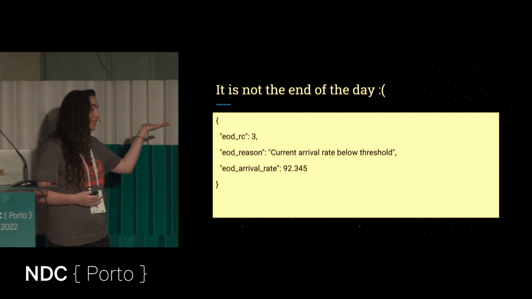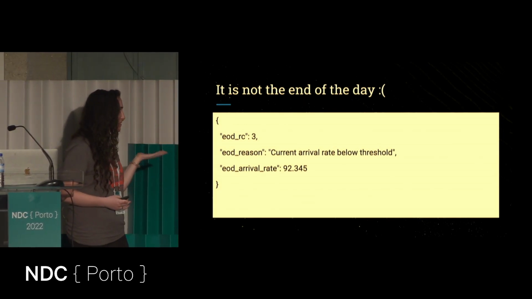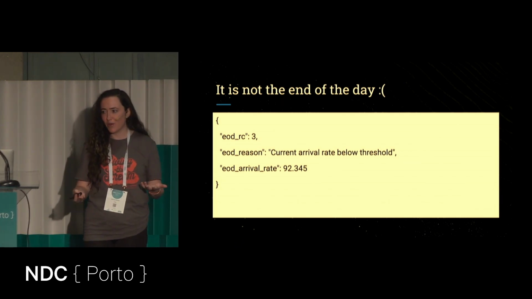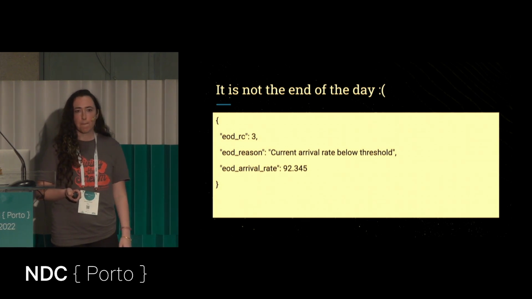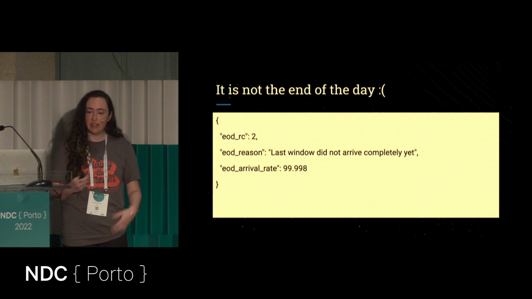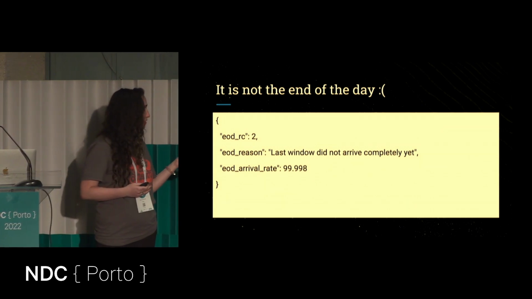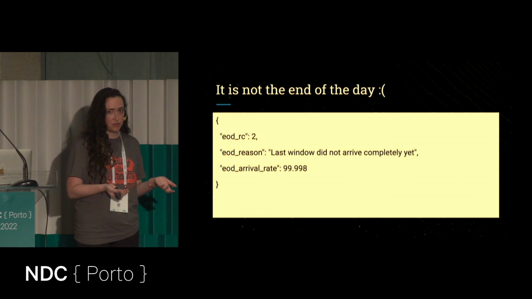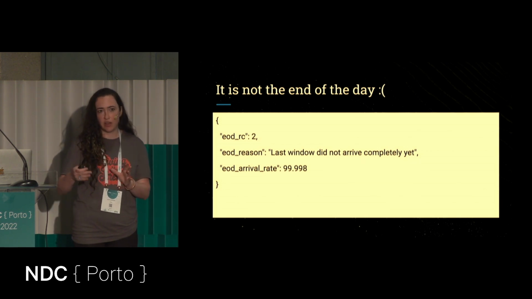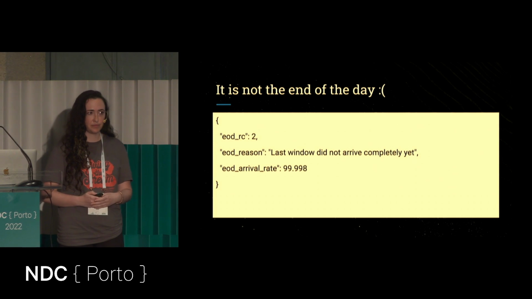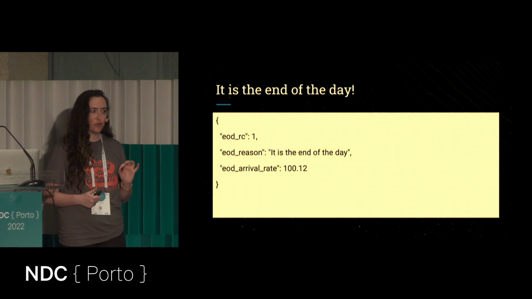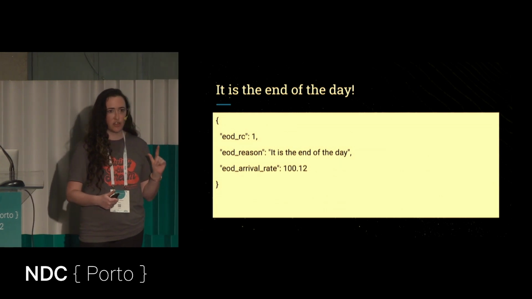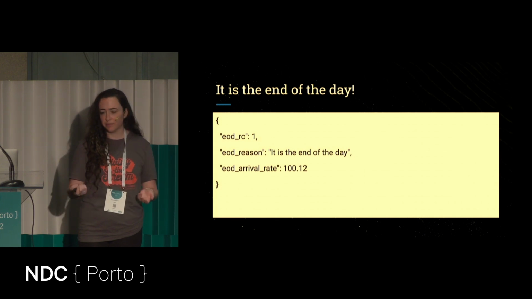So for example, this is not the end of the day. Sad smiley face. Why? Because basically the current arrival rate is below our threshold. But here, the reason is different. We can see that the reason is just that the last window did not arrive entirely yet. And then here, yes, our day is definitely over. The threshold is fine. The number of windows is fine. And also, that very last window arrived entirely.